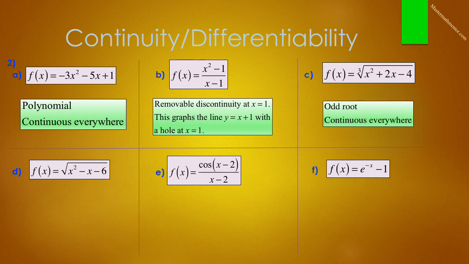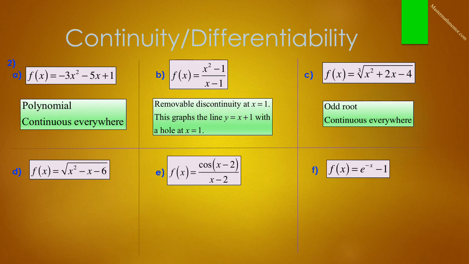B, f of x equals x squared minus 1 over x minus 1. The numerator would factor into x plus 1, x minus 1, and the x minus 1's cancel. Therefore, there is a removable discontinuity at x is equal to 1. This will graph the line y is equal to x plus 1, but with a hole at x is equal to 1.